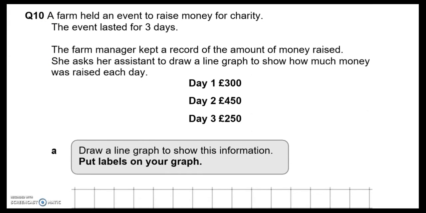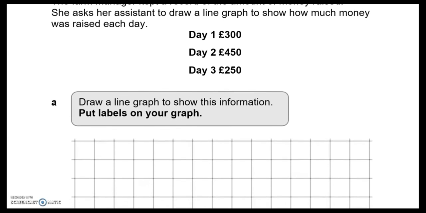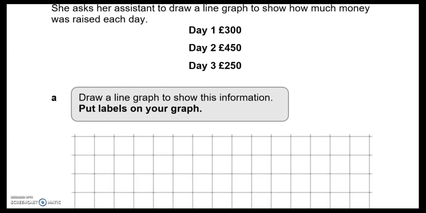Question 10. A farm held an event to raise money for charity. The event lasted for 3 days. The farm manager kept a record of the amount of money raised. She asked her assistant to draw a line graph to show how much money was raised each day. Draw a line graph to show this information. Put labels on your graph. So day 1, £300, day 2, 450, day 3, 250.